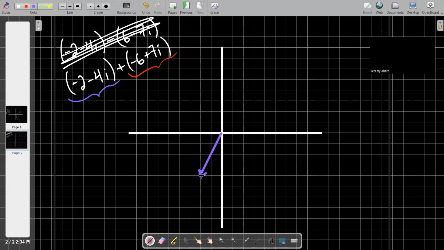Left 6, up 7. So left 1, 2. I should switch colors here. Remember, just go from the tip. Don't go back to the origin. From the tip of the first one, left 6, up 7. Make a mark and then make your vector from the tip of the first vector. And the resultant vector will be the one that connects the complex origin back to your final destination, like that.